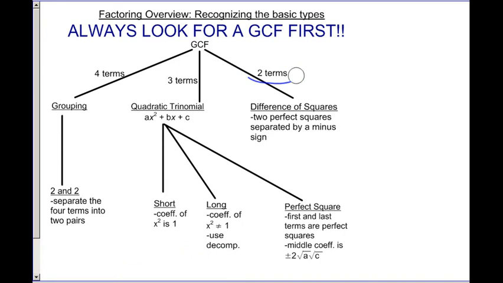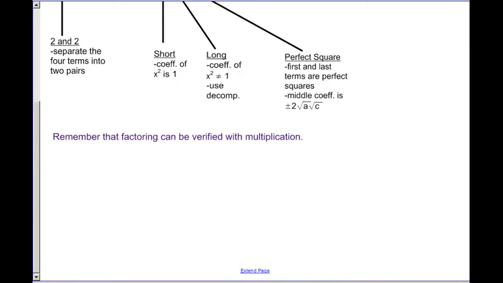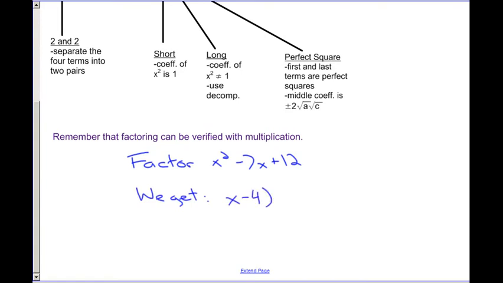Factoring is basically unmultiplying some kind of expression. So whenever you've factored, you can always check by multiplying back out. So let's suppose that we had some question that asks us to factor x squared minus 7x plus 12, which we haven't talked about how to do at all yet. And we happen to get the answer, and I'll show you how to get this answer in a few minutes, x minus 4, x minus 3. And we're wondering, are we right? Did we do it properly?